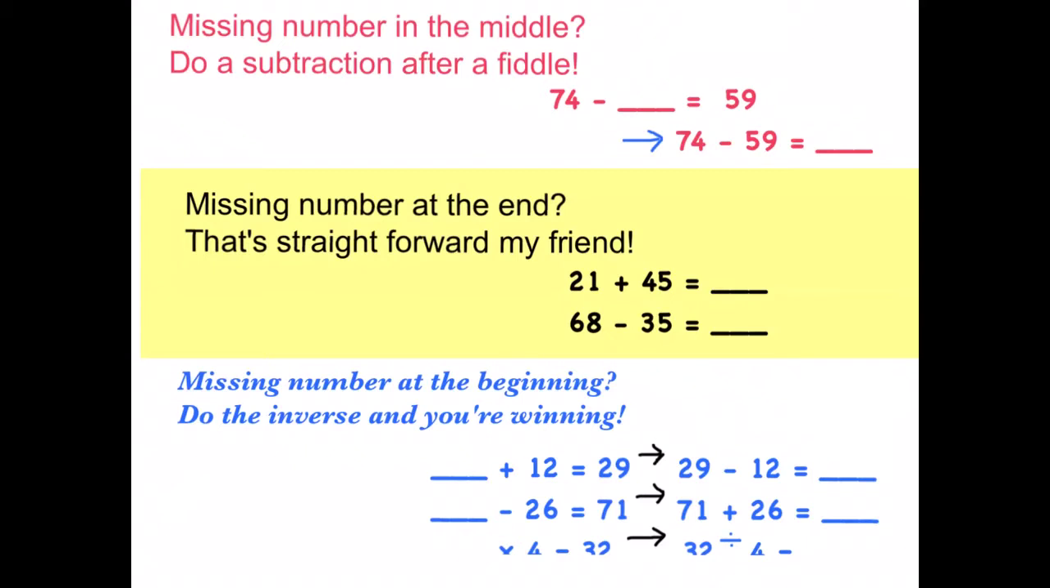And the final one, something times 4 equals 32. Well, the opposite of multiplication is division. So 32 divided by 4 will give us our missing number.